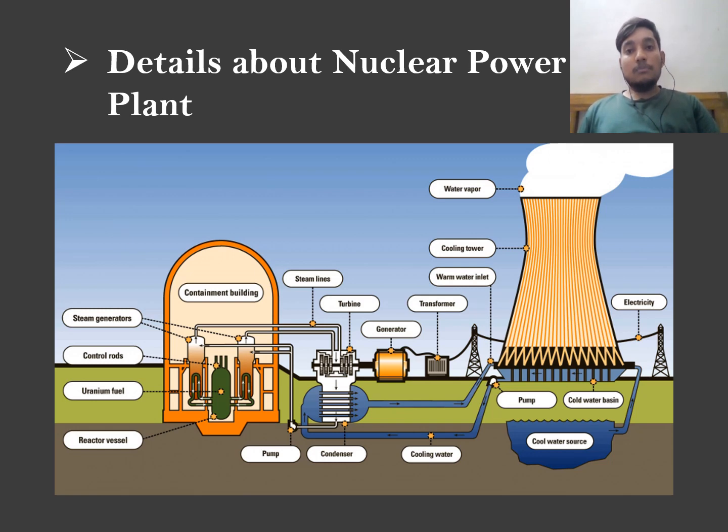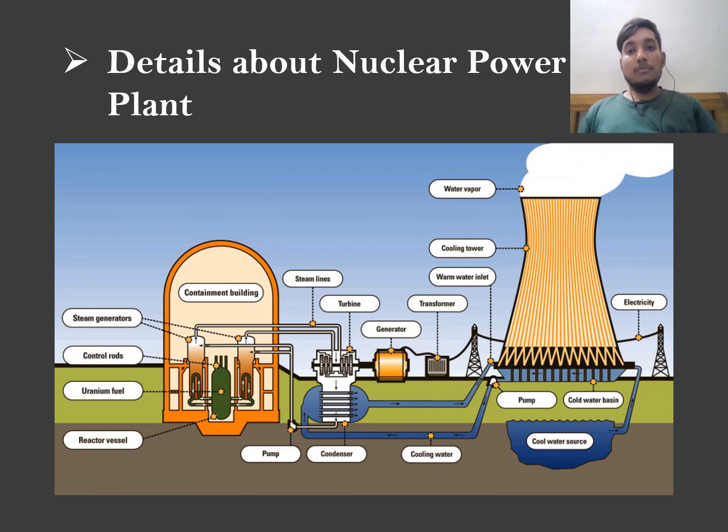Cooling. After passing through the turbines, the steam is cooled and condensed back into water. Using a separate cooling system, the condensed water is then returned to the heat exchanger to be reheated by the reactor core, and the cycle repeats.